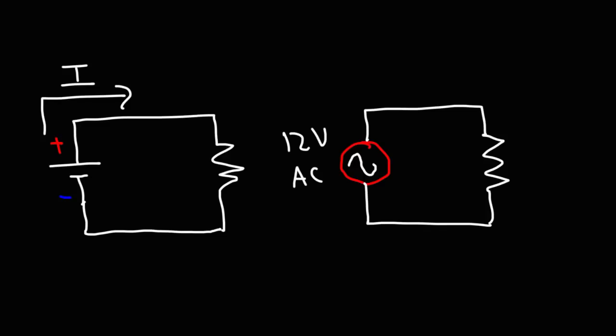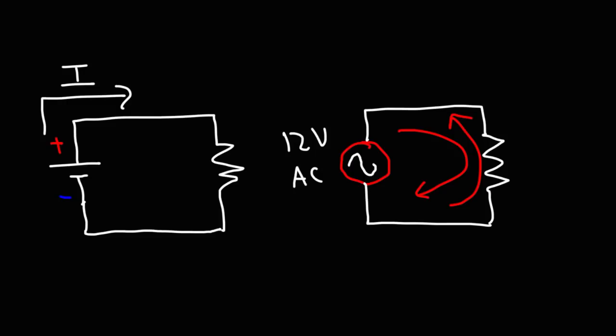So what's going to happen is the current changes direction. At one instant of time, the current will be flowing in the clockwise direction. In another instant of time, the current can change direction and flow in the counterclockwise direction. So the current is constantly changing direction. It's flowing in one direction and then it flows in the other direction.